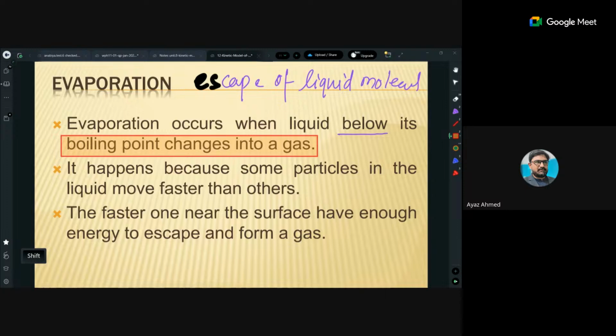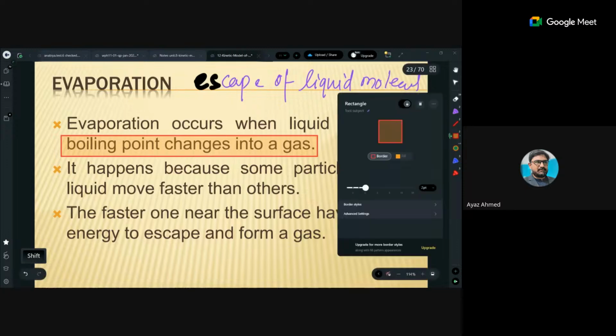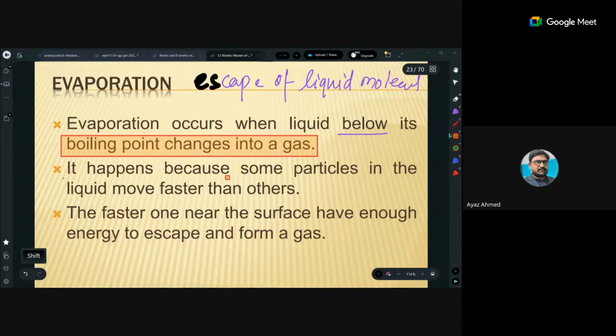Okay, so it happens because some particles in the liquid move faster than the others. When they move faster, the other molecules are unable to hold them on the surface, so they move from the surface. Is it? So they have more energy, so they cannot be attached with the other molecules, so those molecules escape. It is very simple. मैं आपको ऐसे बता देता हूँ.